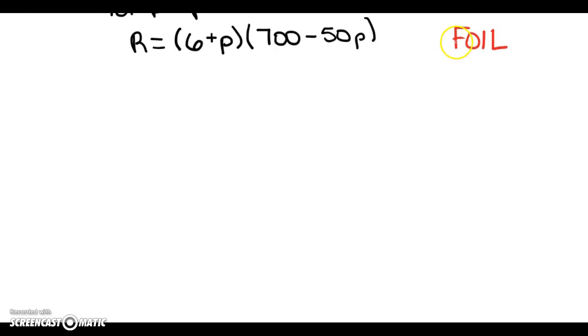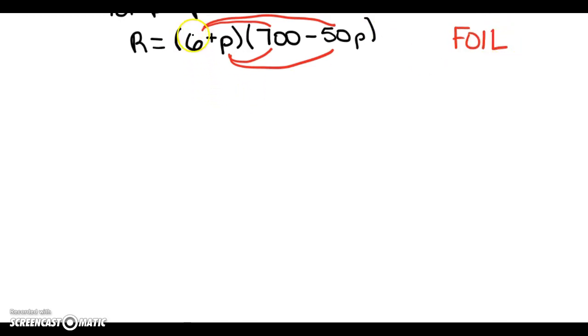When we're using FOIL, it means that we're going to multiply the first term of each binomial. Then we're going to do outside, so 6 times negative 50p. Then we do inside, so p times 700. And then last is p times negative 50p. So FOIL is first, outside, inside, last.